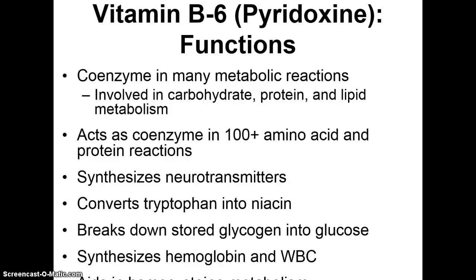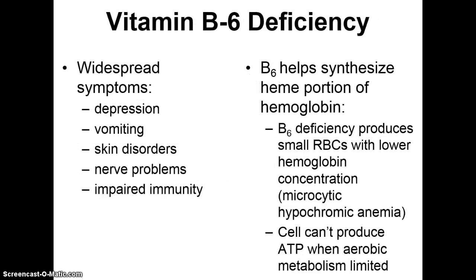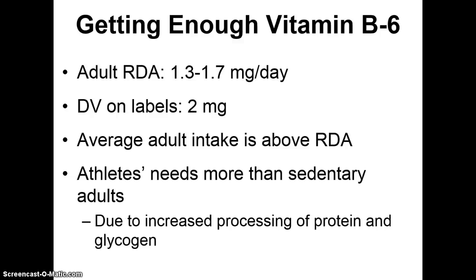What about B6? B6 is active in carbohydrate, protein, and lipid metabolism, and it acts as a coenzyme in over 100 amino acid and protein metabolisms. So vitamin B6 is really critical for breaking down proteins to the amino acids. Deficiencies can cause depression, vomiting, and skin disorders, but one thing that vitamin B6 is also highly involved in is the heme portion of hemoglobin. So if you don't have enough vitamin B6, you have very small red blood cells and they have lower hemoglobin concentration.